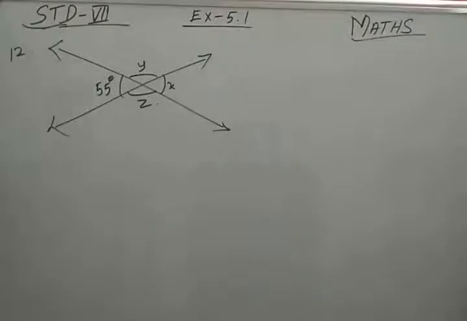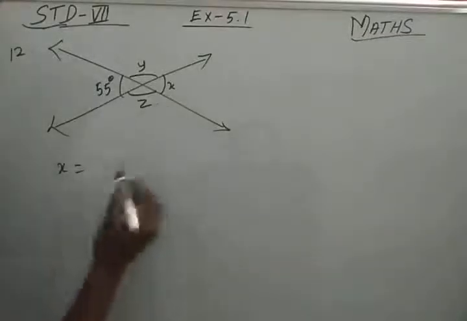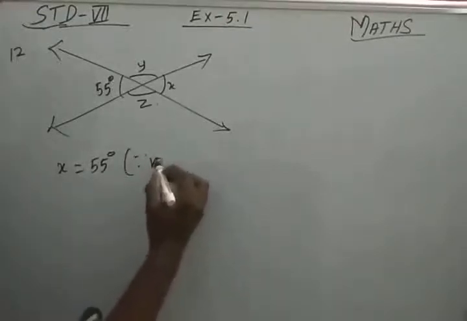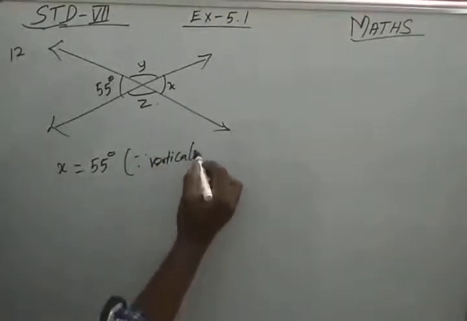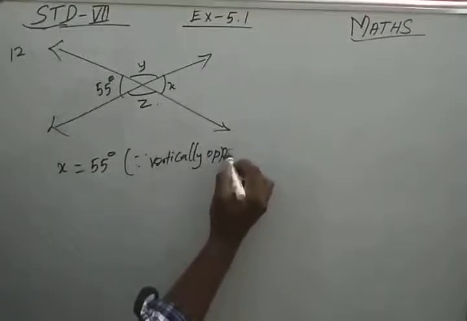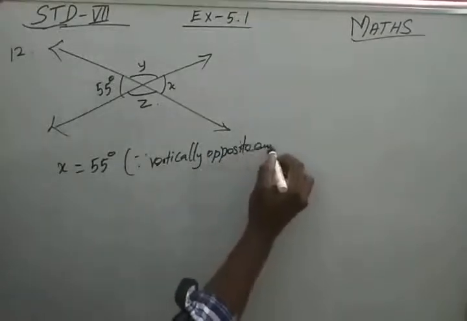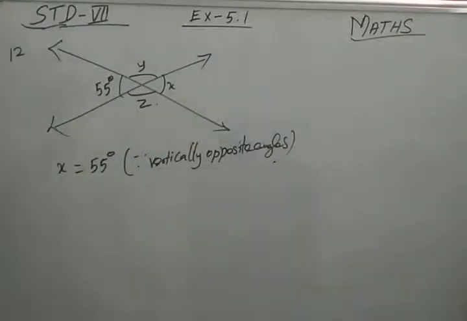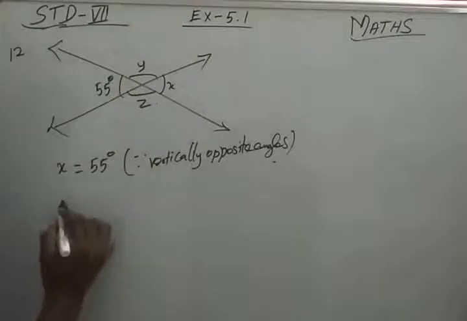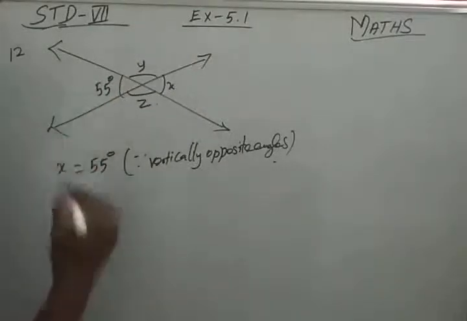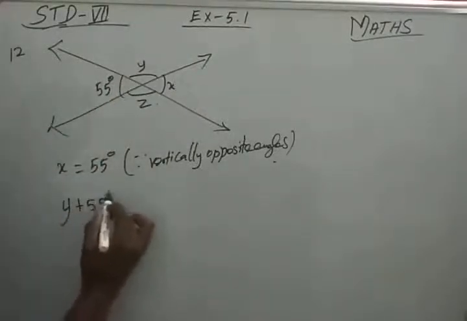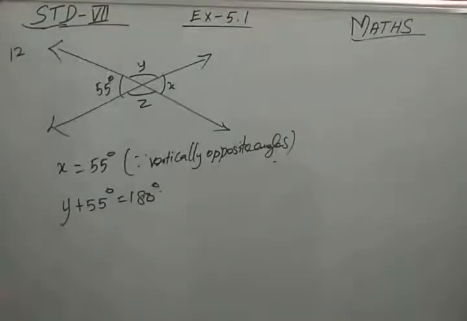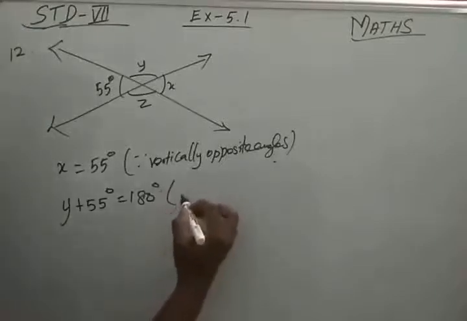First, to find the angle x, x is equal to 55 degrees, since vertically opposite angles are equal. Next we are going to take the y value. To find y, y plus 55 degrees is equal to 180 degrees. Yes or no? We can take it like this because it is a supplementary or linear pair.